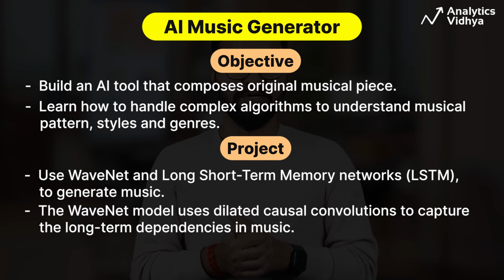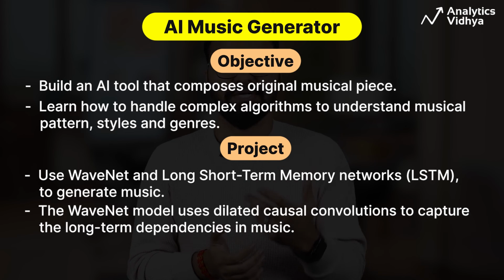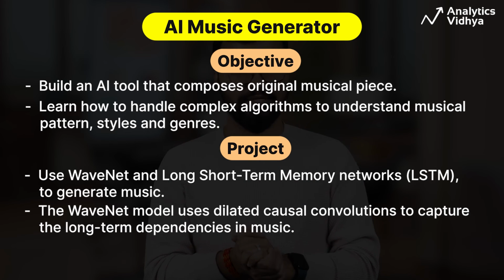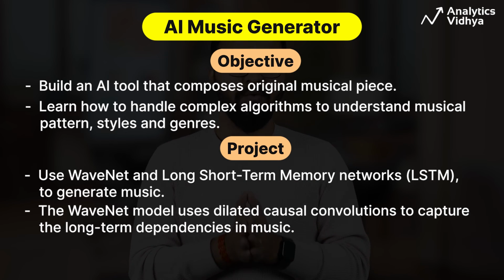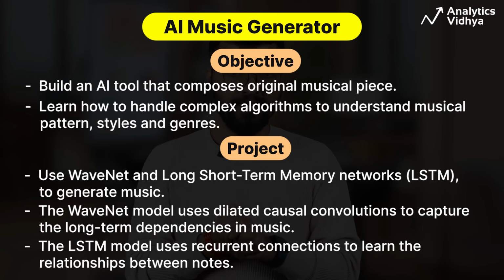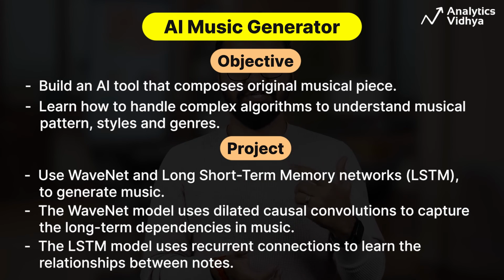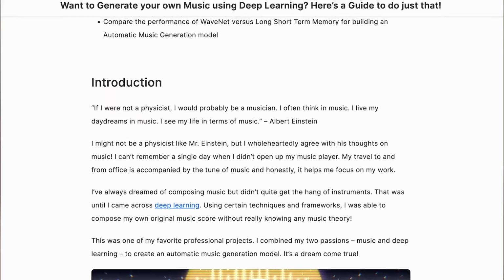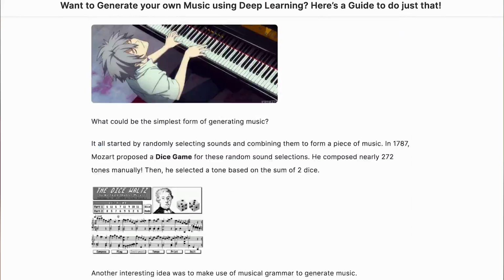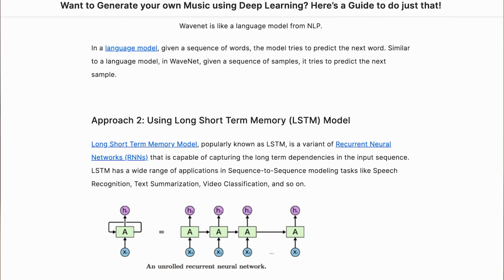The WaveNet model uses dilated causal convolutions to capture the long-term dependencies in music, while the LSTM model uses recurrent connections to learn the relationships between notes. If you want to explore this advanced level project, you may check out this particular article, which provides a step-by-step guide on building a music generator.